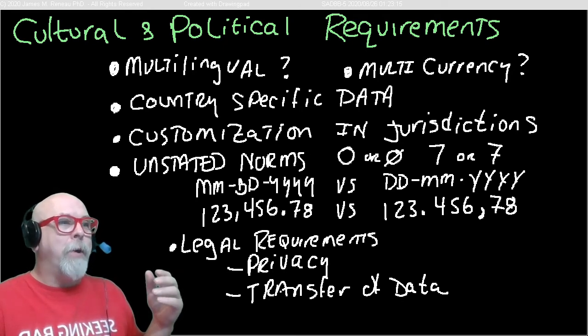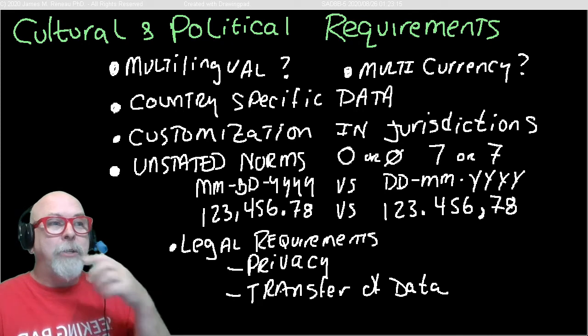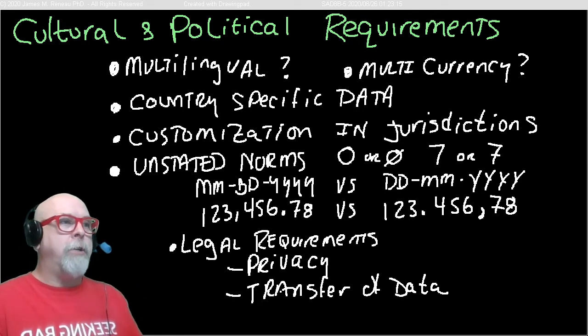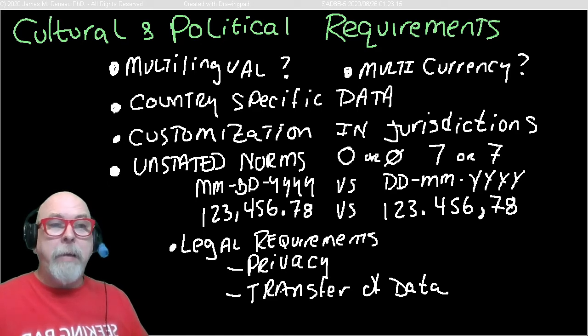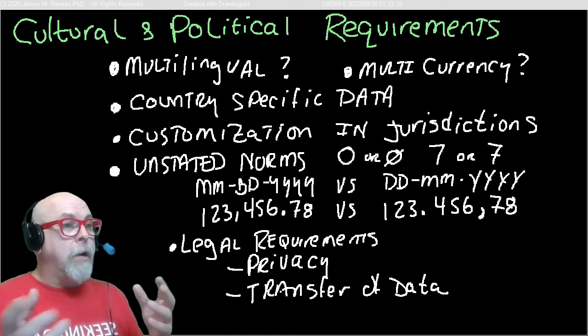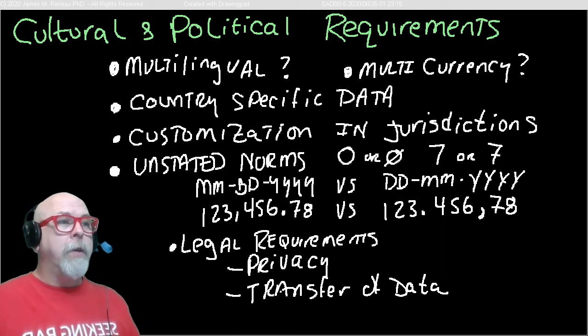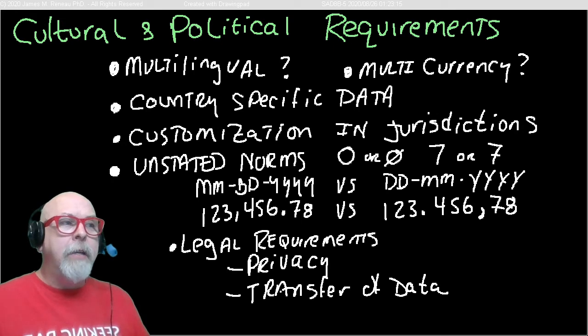So we have to worry about country specific data and maybe leaving data for each country in its country of origin. We may need to customize for jurisdictions. There could be legal requirements in here versus there, and we need to make sure our system works for all of those. Unstated norms are also an issue because how do you write a date?